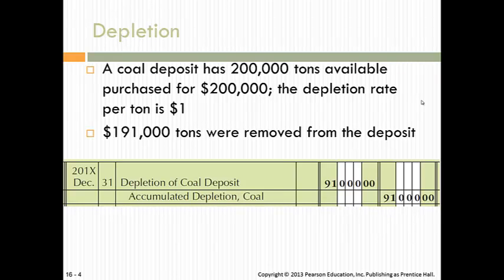Let's take the example of a coal deposit, which is on page 607 of the textbook. If a coal deposit has 200,000 tons available and was purchased for $200,000, the depletion per ton is $1. So if 91,000 tons of coal were removed from the deposit, the depletion that year would be recorded as a debit to depletion of coal deposit of $91,000 and a credit to accumulated depletion for $91,000.